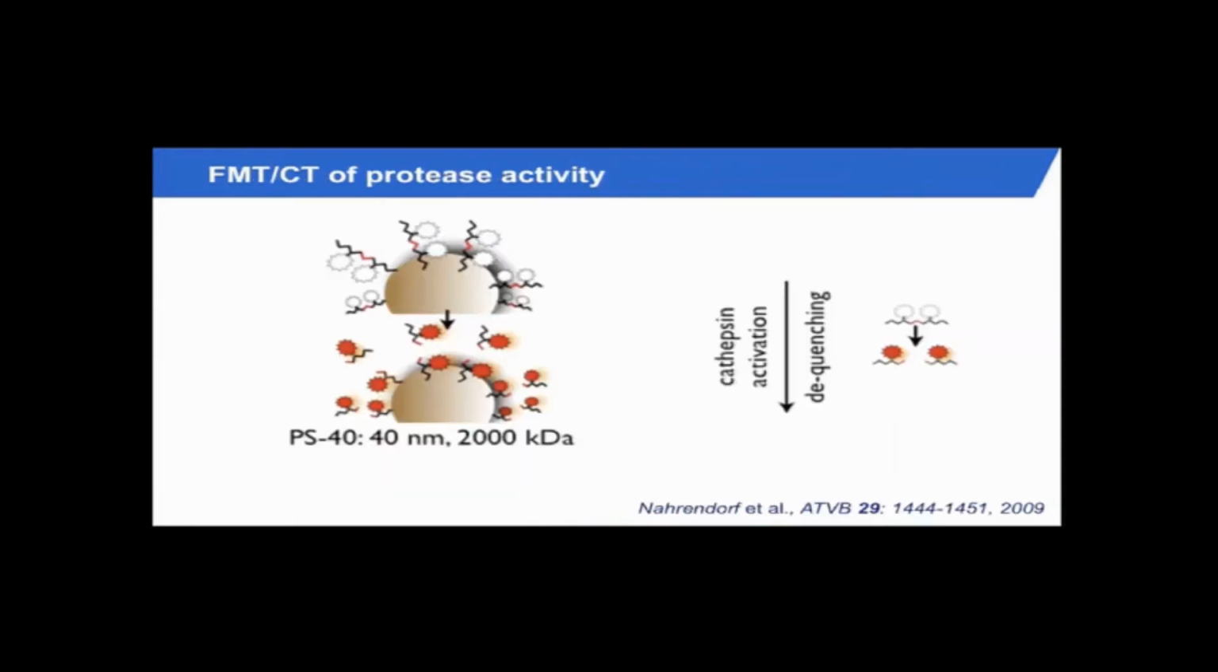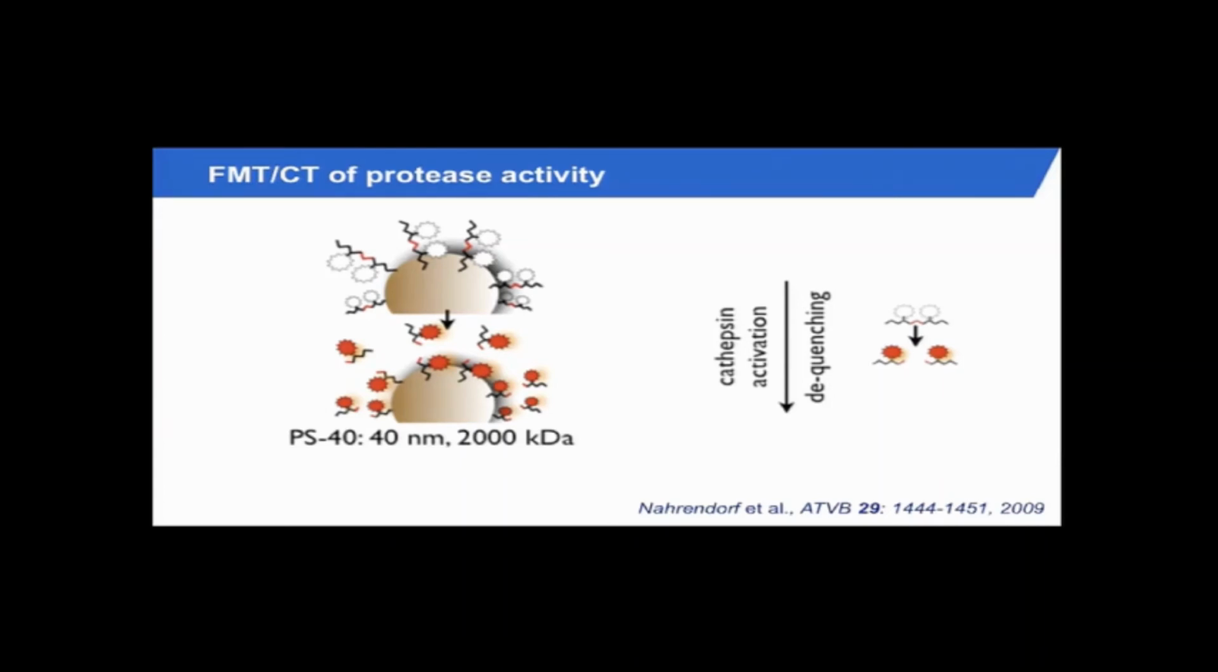I'm going to show one example of protease activity detection, where a nanoparticle is being used that in its native state has quenched fluorescence, so it's silent in the assay, so to say, and now by cathepsin activity, so that's a protease, the quenching is relieved and the agent is visible on the FMT scan.